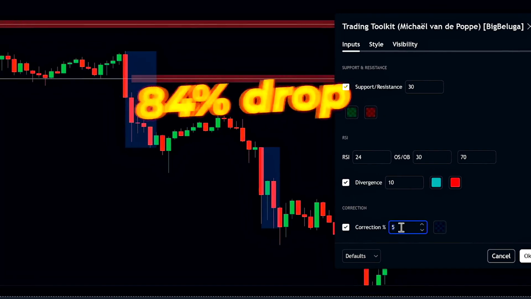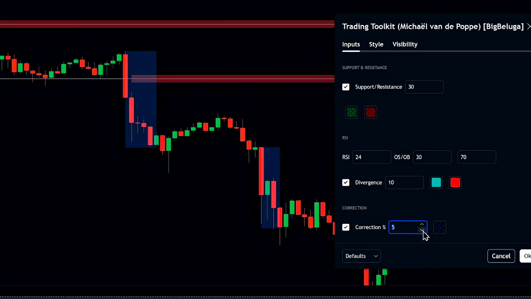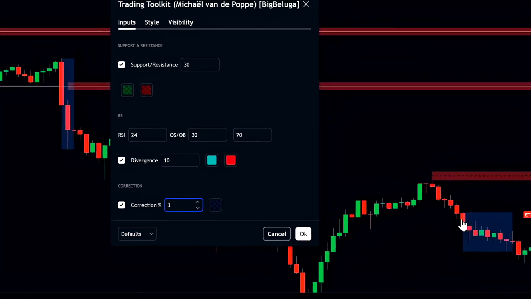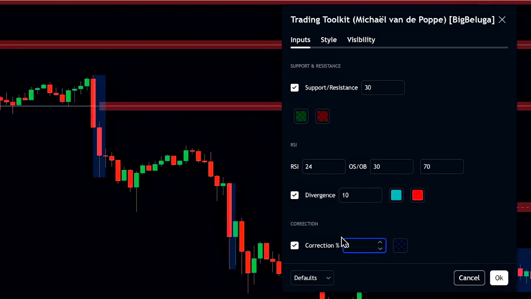Say the market dips 5%, that's a correction, and it gets marked. If you dial it down to 3%, a 3% drop gets the label. These boxes always show up in a chill light blue color. Since a correction is just a price drop, there's no bullish or bearish version. It's just a correction, plain and simple.